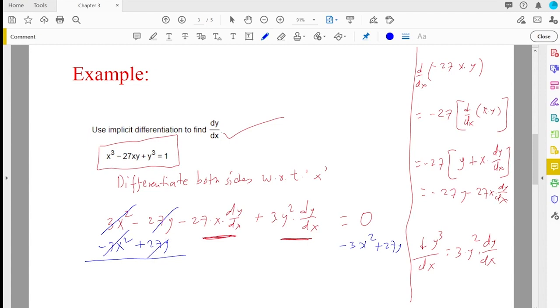Now just in between these two terms, just factor out dy over dx and write down the leftover thing here. So I'm going to factor out dy over dx. The leftover thing would be negative 27x plus 3y squared, and on the right side it's negative 3x squared plus 27y. Okay, so now to find the dy over dx, just divide both sides by this thing.